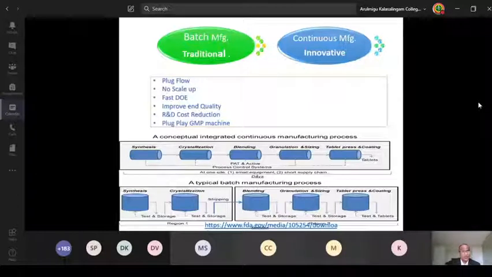The main advantages are plug flow, no scale up is required, faster design of experiments, and improved quality. You can reduce the R&D cost, and it uses plug and play GMP machines.